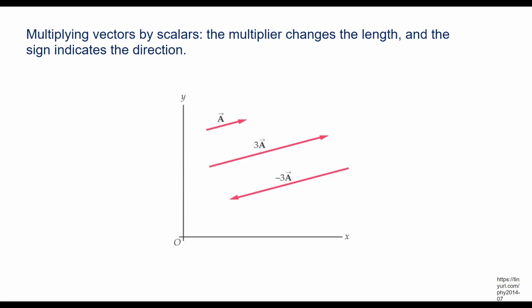Now, if this multiplier is a negative number, then the direction of the vector changes by 180 degrees, and the magnitude is changed also by this number. So -3 will multiply the magnitude by 3. Pay attention to the multiplier. If it's a negative number, it not only changes the magnitude, it also changes the direction.